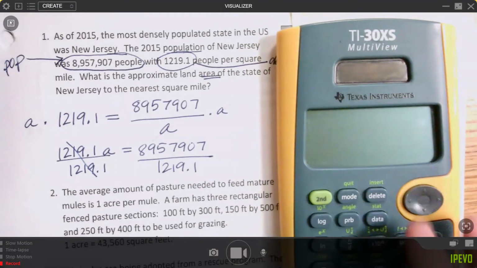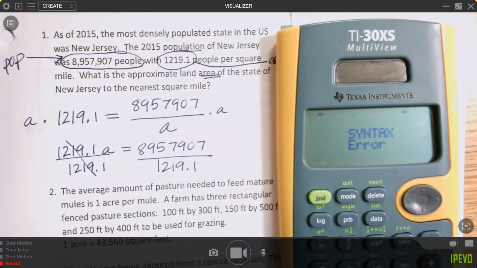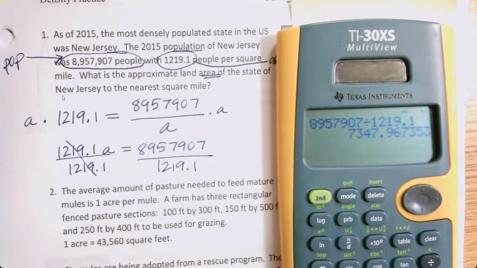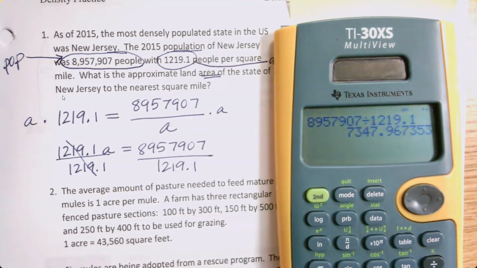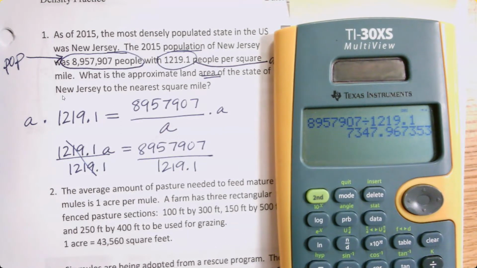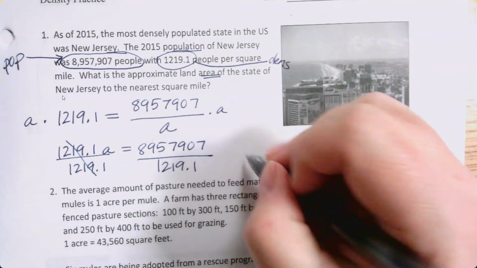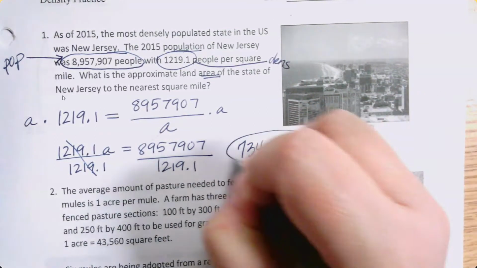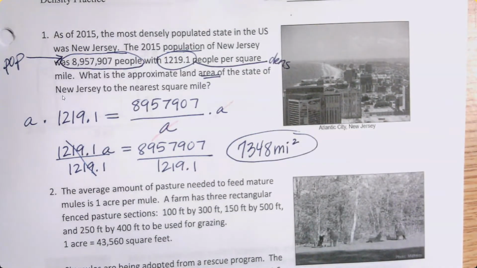So I'm going to divide 8,957,000 people by that density, and I get 7,347.96. Now it says to the nearest square mile. That means a whole number. So 7,348 square miles, because it's area, and area is always squared units.